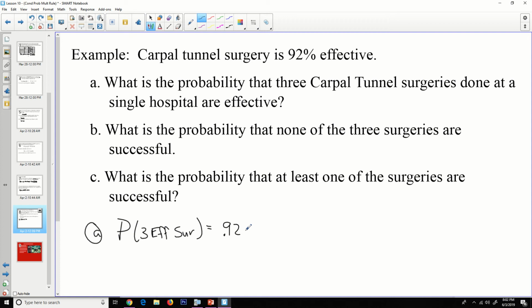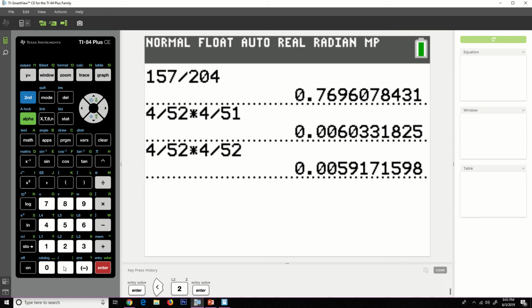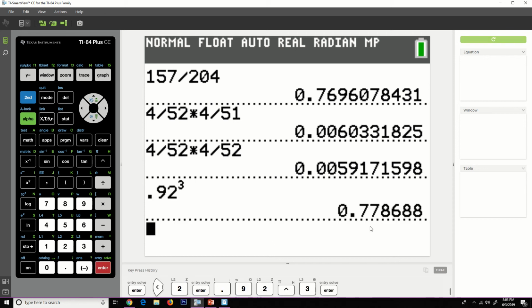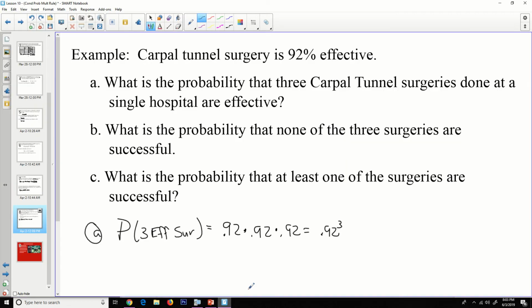So 0.92 times 0.92 times 0.92. Let's do a better job. That equals 0.92 to the third. We'll just do that. 0.92 raised to the third is 0.779 chance that they will all be effective, or 77.9%.